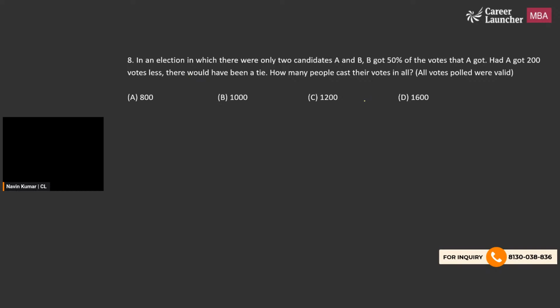Okay. In an election in which there were only two candidates, A and B, B got 50% of the votes that A got. So we have got candidates A and B, and these are the only two candidates. So suppose A got 2V votes, then B got 50% of that. So 50% of 2V, 50% means half of 2V is going to be V, right? So the total number of votes we can see here is going to be 3V.